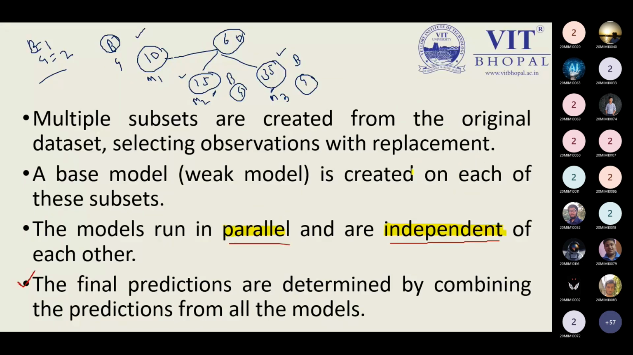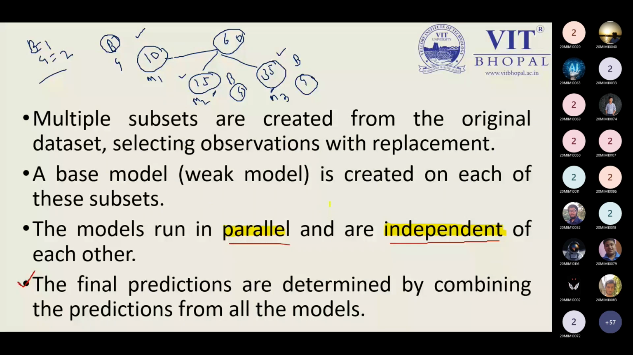So the final prediction is determined by the combination of all the predictions from all the models. From all the models I'm getting predictions: model 1, model 2, model 3, model 4 are giving predictions P1, P2, and so on. From these predictions, I need to identify which model is giving the better prediction.